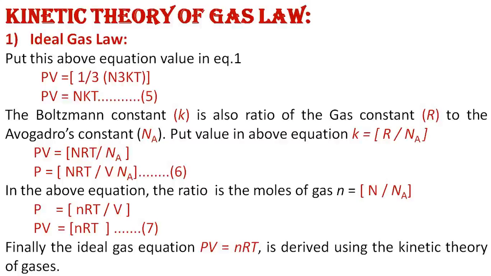So we again shift it to the left side. PV is equal to nRT. So that is the ideal gas equation. PV is equal to nRT is derived using the kinetic theory of gas equation.